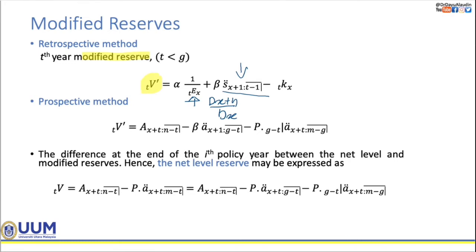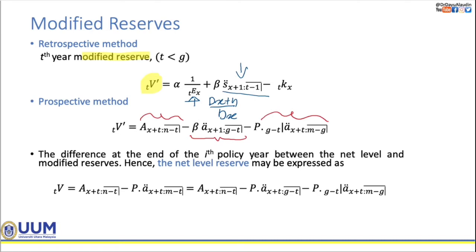And the second one is the prospective method. So this is the benefit minus the annuity times beta, and this is the deferred annuity times the premium.